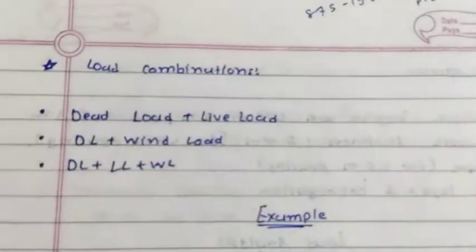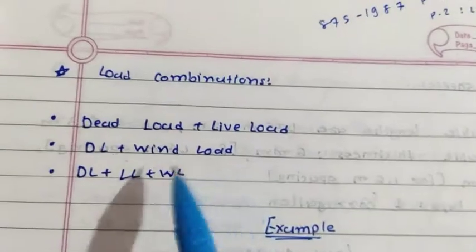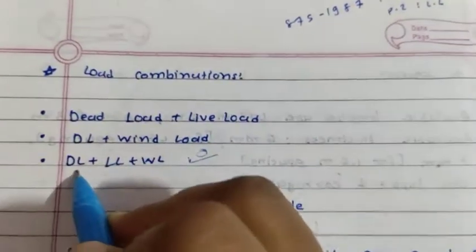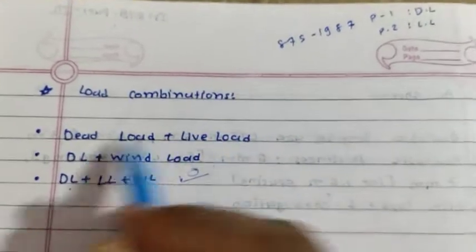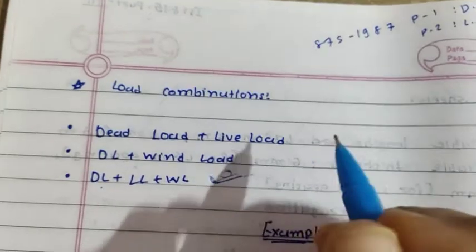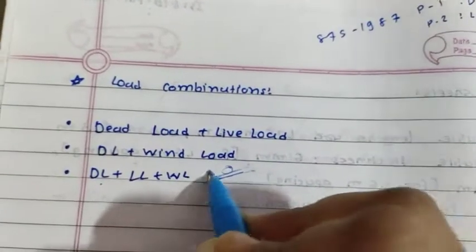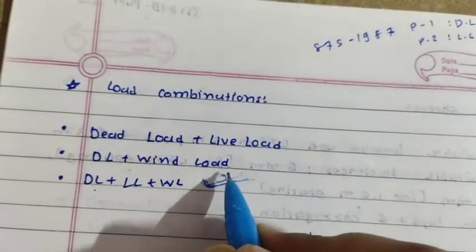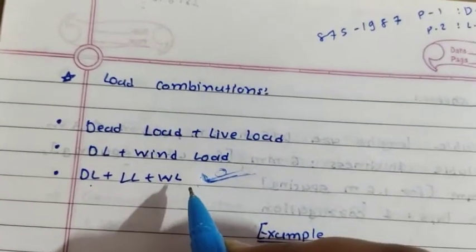Right? So what are the load combinations here? Dead load plus live load, dead load plus wind load, but the worst combination is dead load plus live load plus wind load, where all the loads are coming on the same structure. Then we design for the worst combination of loads.